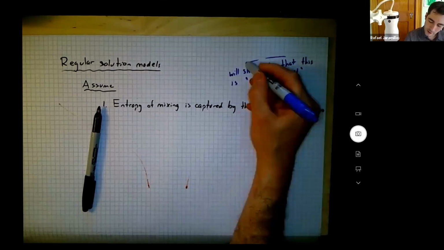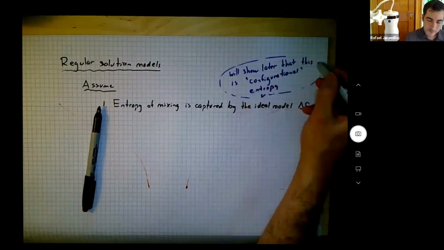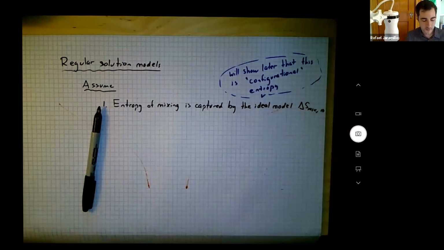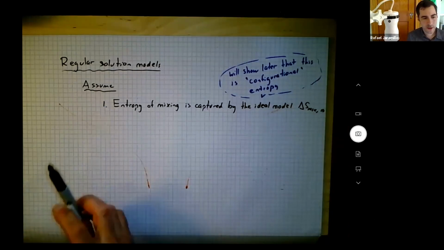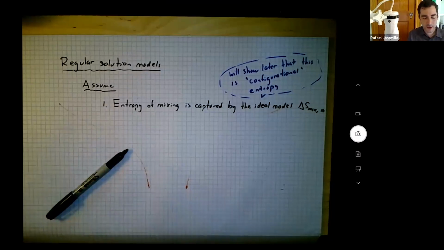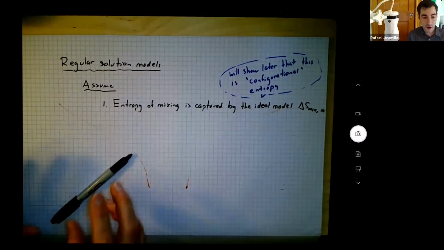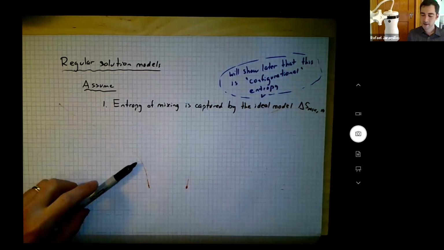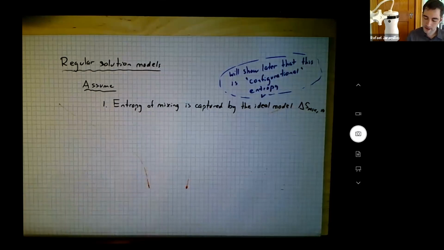Configurational entropy is entropy associated with the spatial configuration of things. And again, you can recall the pictures in the baby book, right? Mixed upness represented by where things are in space. So that's configurational entropy. That's the ideal model.